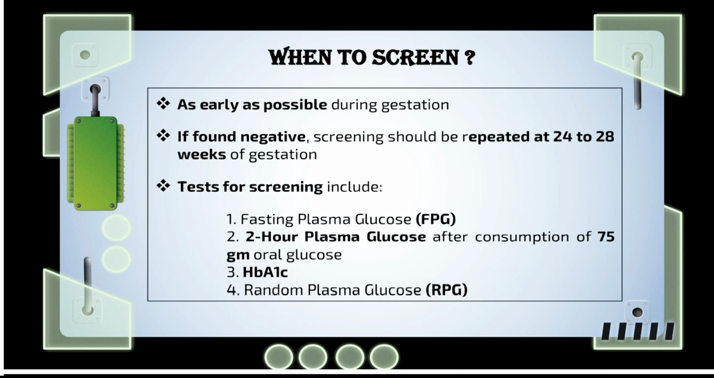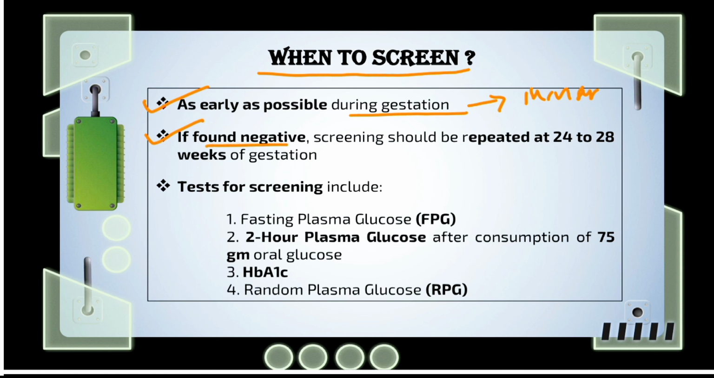So, the question arises, when to screen any pregnant lady. Screening should be done as early as possible during gestation, during the first antenatal visit of the woman. If this first screening is found negative, then we need to repeat the screening at 24 and 28 weeks of gestation, as we have already discussed that gestational diabetes mellitus is commonly diagnosed during 24 to 28 weeks of gestation.